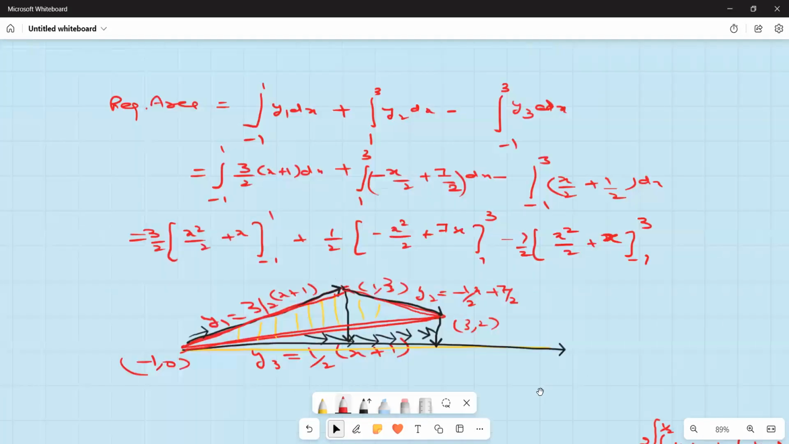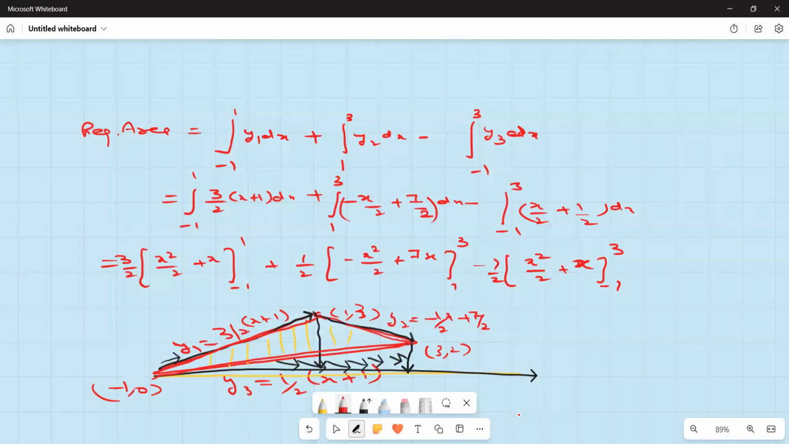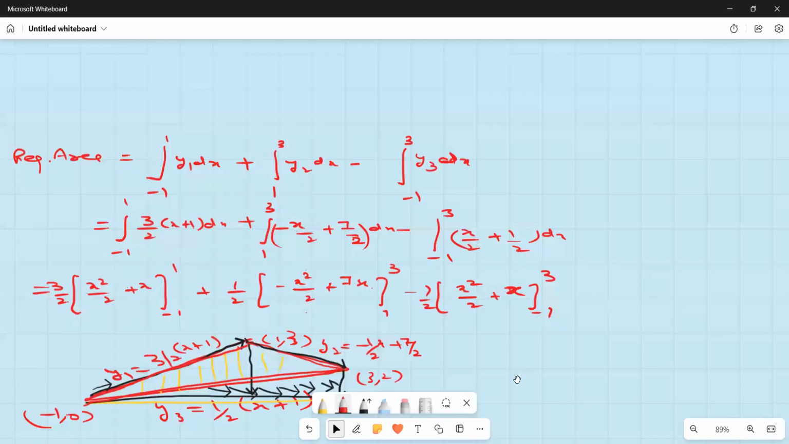Right now? Let us check again. This 3 by 2 is taken out. So x square by 2. This is x, right? Here, 1 by 2 is taken out. So x is x square by 2 plus 7x, right? Then this half is taken out. So x square by 2 plus x. So, right. So let us put the upper limit and lower limit now.